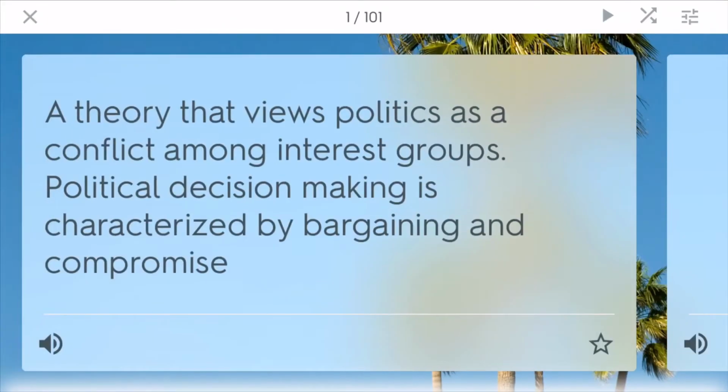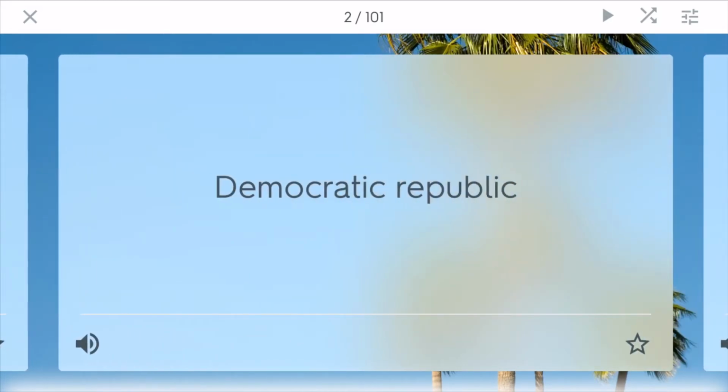Pluralism. Pluralism describes a theory that views politics as a conflict among many different interest groups. So this is very representative of American government, as there are many different interest groups that are constantly colliding with each other trying to push their ideals. It also says that political decision-making is characterized by bargaining and compromise, and many times lobbyists from these interest groups are going to bargain with the politicians to get their message across.